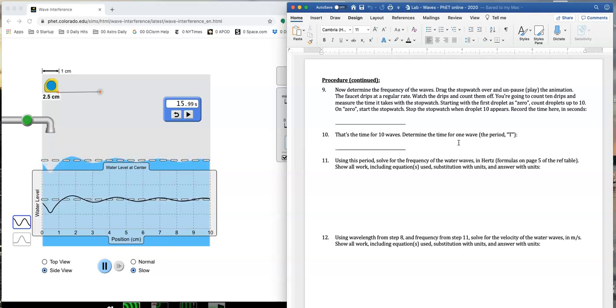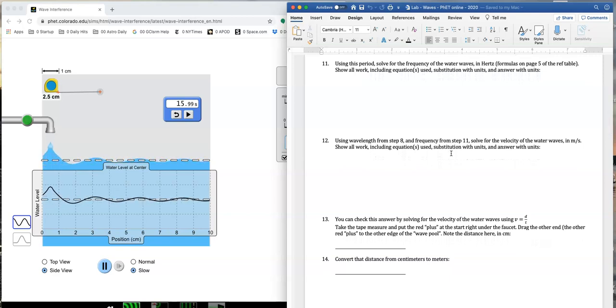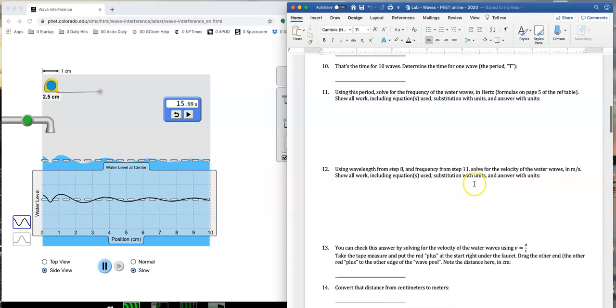Number 11, it wants the frequency. Well, if you have the period and you want the frequency, there is a formula on page 5 of the reference tables for that. I'll let you guys find it. So that is 11, and 11 will give you the frequency. Now, 12 says using the wavelength from step 8, that's in meters, and then using the frequency from step 11, solve for the velocity of the water waves. That formula is on page 5 of your reference tables, but it's super important, so I'll tell you what it is. It's v equals f lambda.